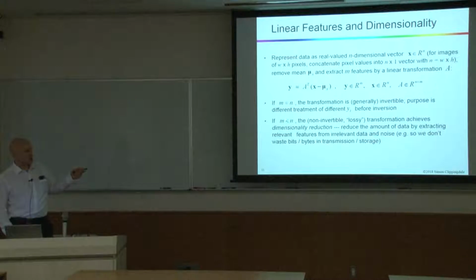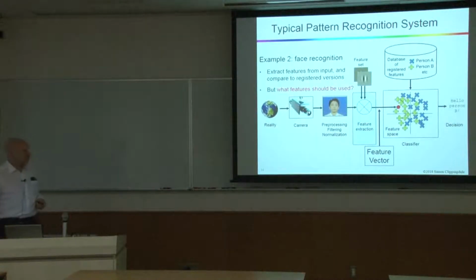If, on the other hand, we're extracting fewer features than there were dimensions in the input signal, then that's a non-invertible transformation, and it achieves literally dimensionality reduction, which can reduce the amount of data by extracting relevant features from the signal and from the noise, of course, so that we don't waste bits. That's assuming that's what we want to do. All very well, but we still haven't decided what features we should use.